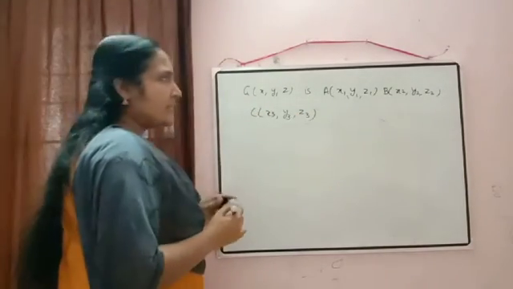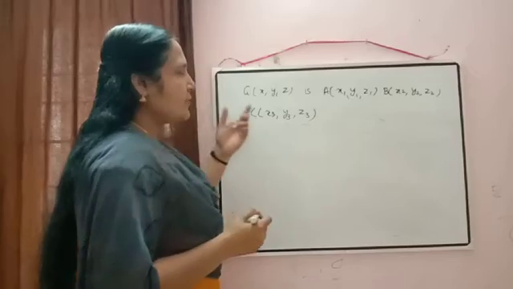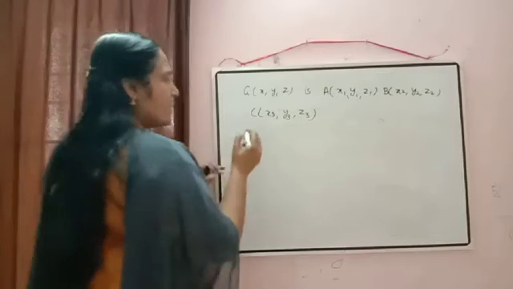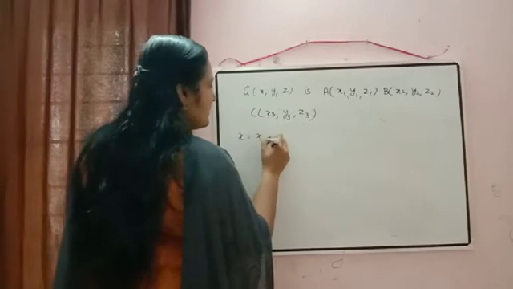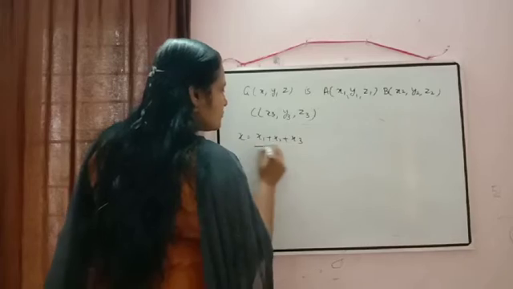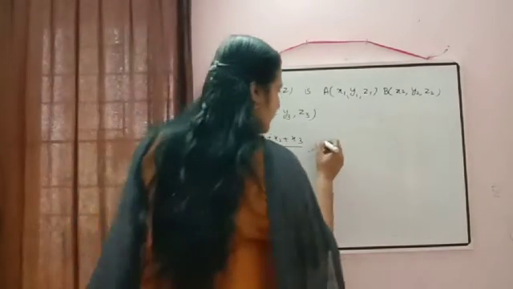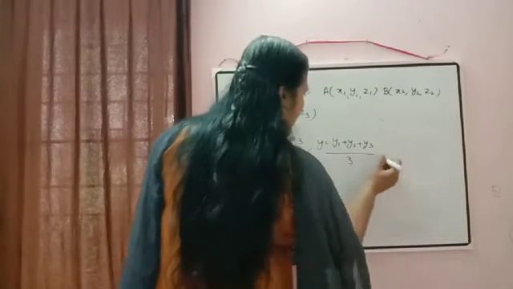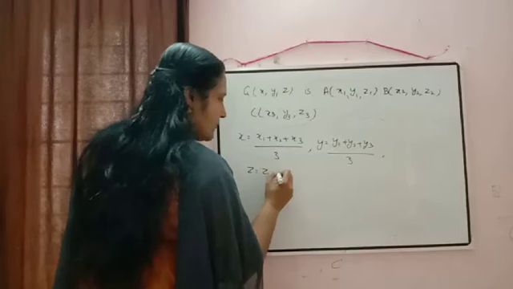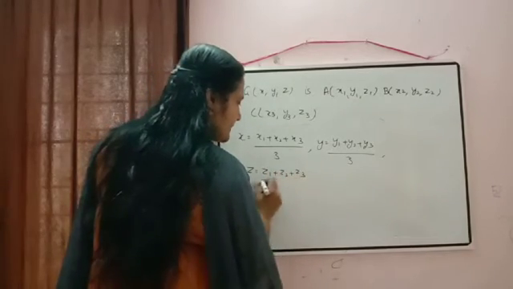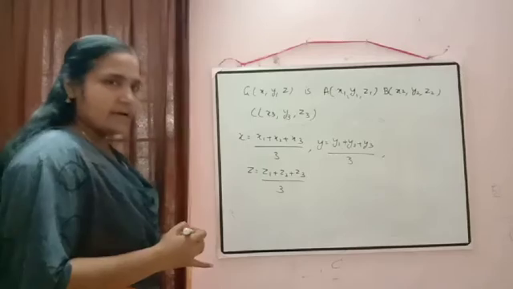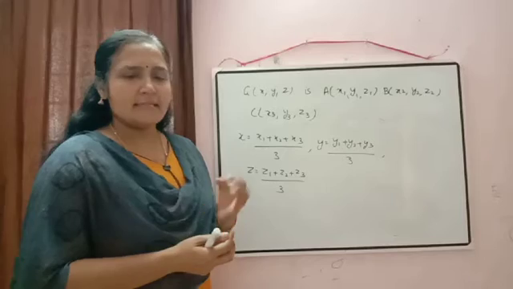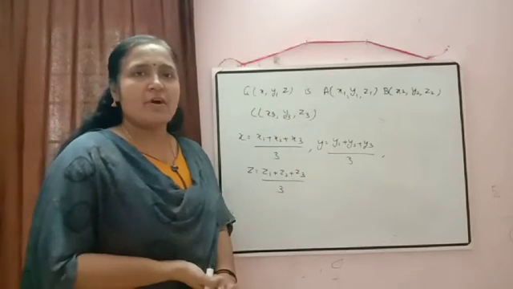So if G is the centroid of a triangle ABC with vertices written there, then directly we can write the x coordinate by the formula (x1 plus x2 plus x3) by 3. Similarly, y coordinate will be equal to (y1 plus y2 plus y3) by 3. And z coordinate will be equal to (z1 plus z2 plus z3) by 3. So these are the formulas which you have to study this year. First distance formula already studied, then section formula and centroid of a triangle.